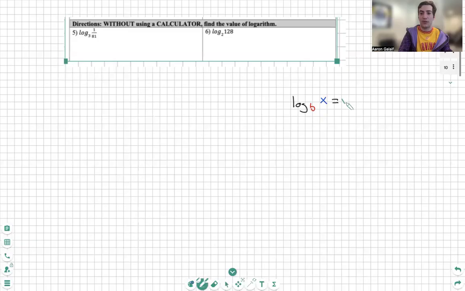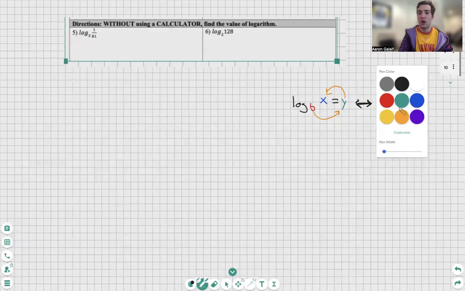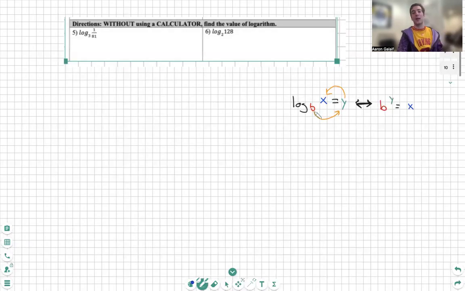If we recall from other videos, we start with the base, go across the equal sign, go across the equal sign again. And this can be rewritten as base b, we go across the equal sign, y is the exponent, equal to our argument, x. So as you can see, start with b, across we get our y, across we get our x. That's all we're going to do: set it up like this and solve.